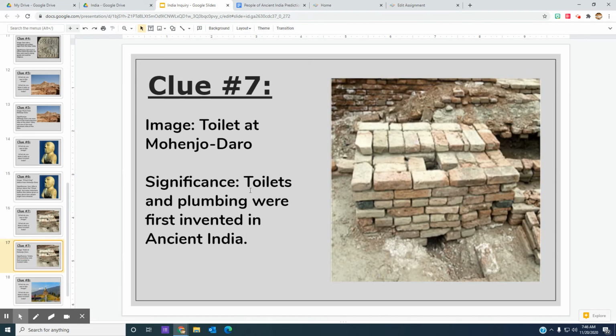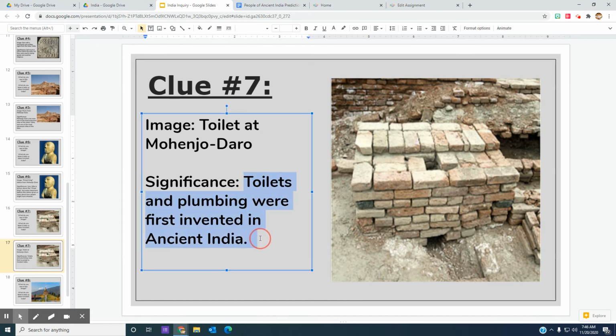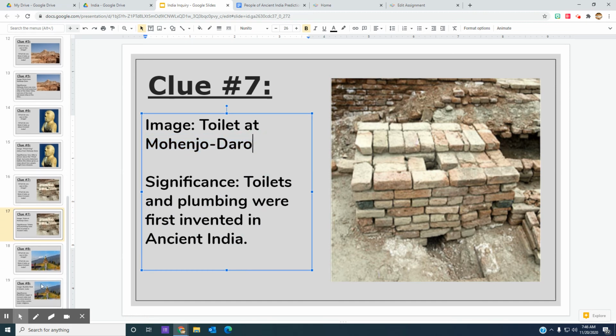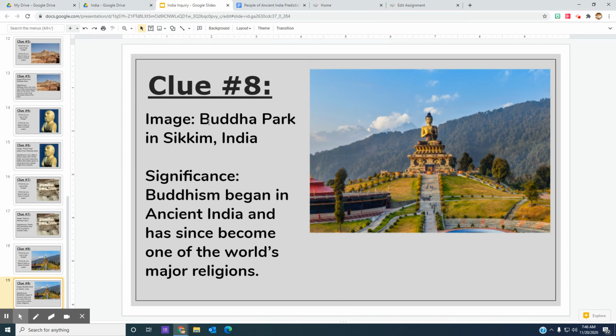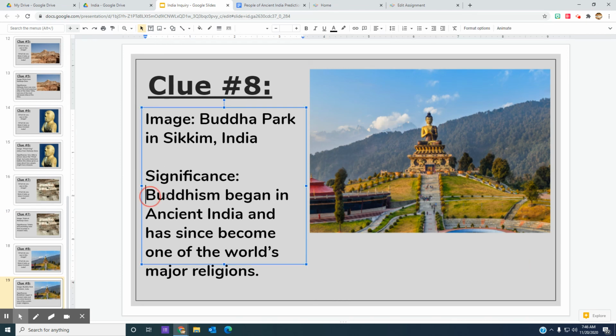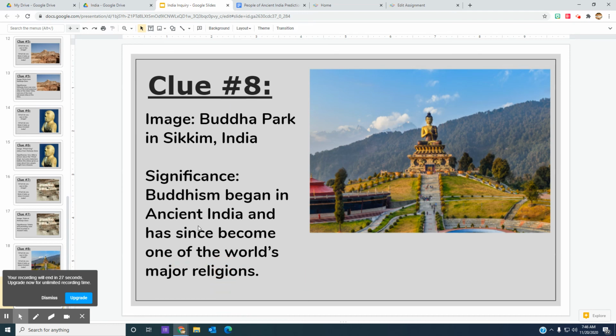Clue number 7 was a toilet. I know, kind of absurd, huh? Toilets and plumbing were first invented in ancient India. And this was one that was located in Mohenjo-Daro. And then finally, clue number 8 is the Buddha Park. And Buddhism is another religion we'll learn about when we study India, because Buddhism began in ancient India and is still one of the world's major religions today.